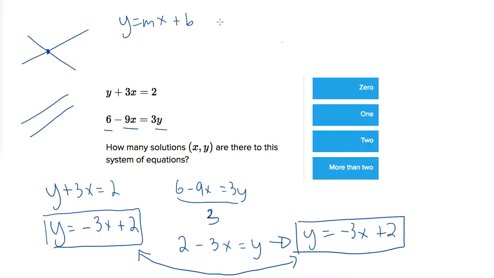So if you think about the same line on a coordinate grid, y equals negative 3x plus 2, so maybe something like this. What we're really saying is that there are an infinite number of points along this line that would satisfy these two equations. That is, you could plug in any point along this line and it would work for x and y. So in that case, our answer has to be more than 2.